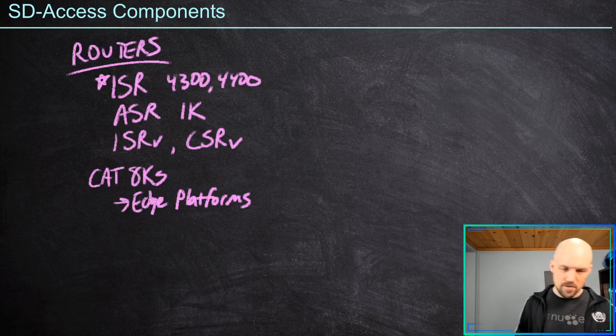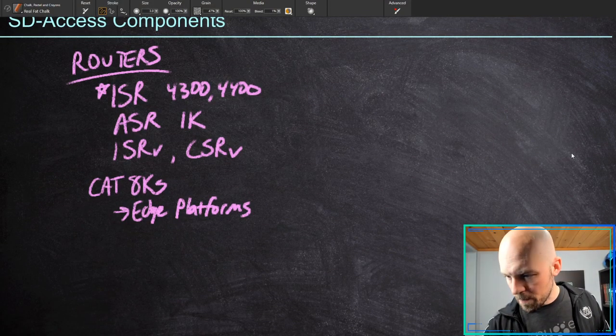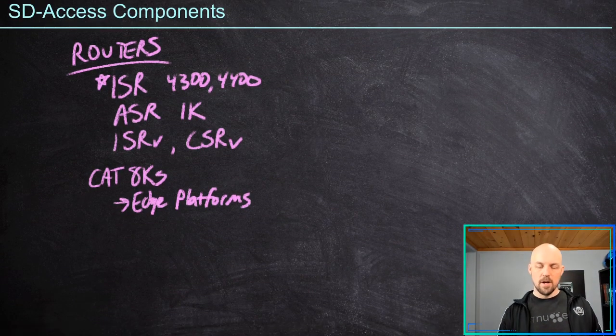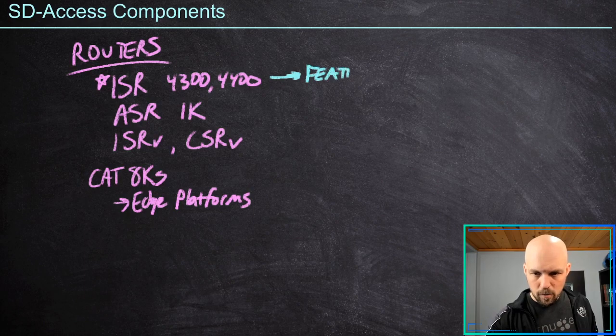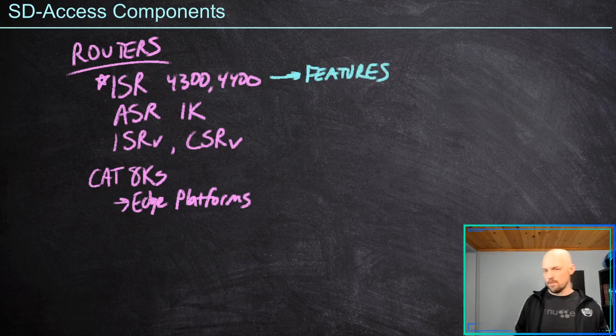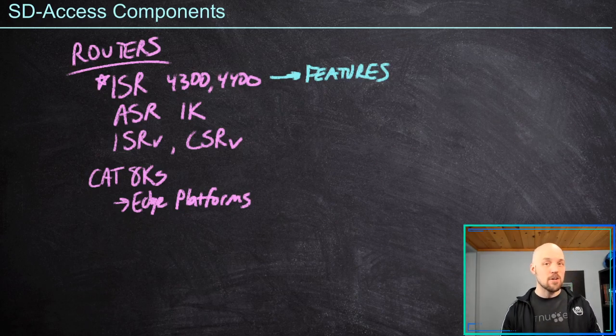Let's go through each one of these one by one and kind of explain the purpose of each role, why we'd want to consider them, because they all have a place. They really do at this point. So the ISR routers, ISRs are focused on features. When you buy an ISR, you're usually buying it for one of a few different reasons. You're usually deploying it out at a remote site, a branch router.